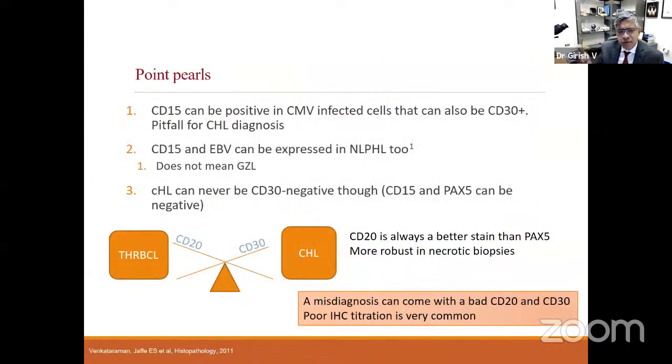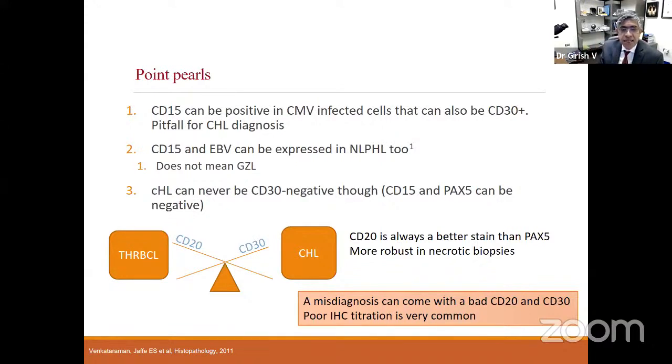And of course, I'll give you some pearls. CD15 can be positive in CMV infected cells. And they can also be positive for CD30. And I've seen cases where they've called CMV lymphadenitis as Hodgkin's. CD15 and EBV can be expressed in nodular LP. So Alison Huffman has described, and I have also described with Dr. Jaffe, cases of CD15 positive nodular LPs. That doesn't make things gray zone.